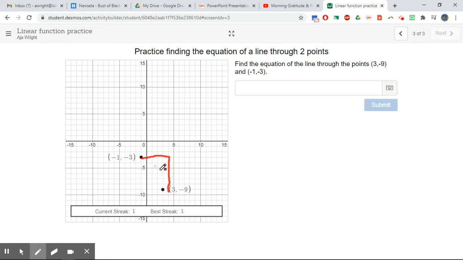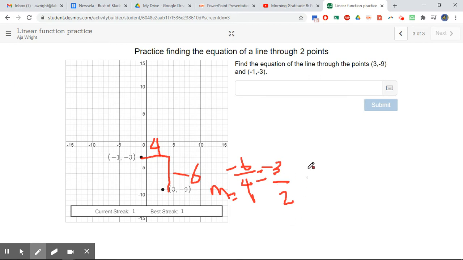So I'm going from -3 to -9. So I'm dropping 6. And then I'm going from -1 over to +3. So that's like 1 plus 3 is 4. So my slope is -6/4, which I could simplify to -3/2, right? Whether I simplify it or not, it's still correct, but it's kind of easier to calculate with smaller fractions, in my opinion.